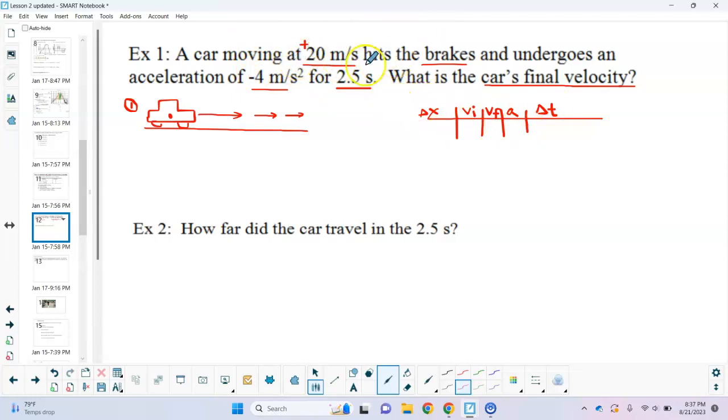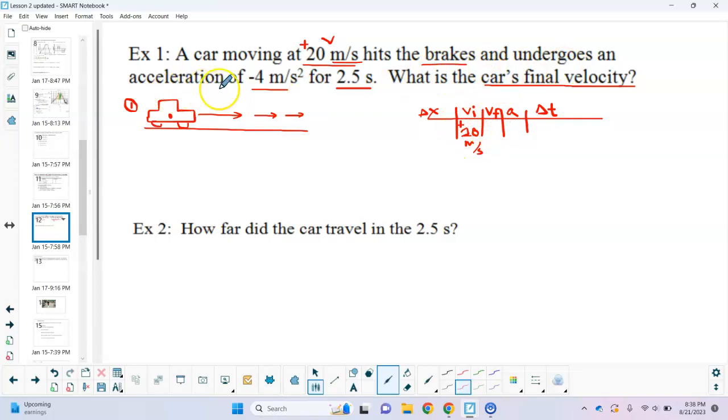So I need to go through and figure out what's what. So positive 20 meters per second. Meters per second is a unit for velocity. So I know this is a velocity, and I need to decide if it's the initial velocity or the final velocity. So it's moving at 20 meters per second, and then they hit the brakes. So I think it's going to change from 20 meters per second to some other number. So I'm going to write 20 in for the initial. So 20 meters per second, and that's a positive value.